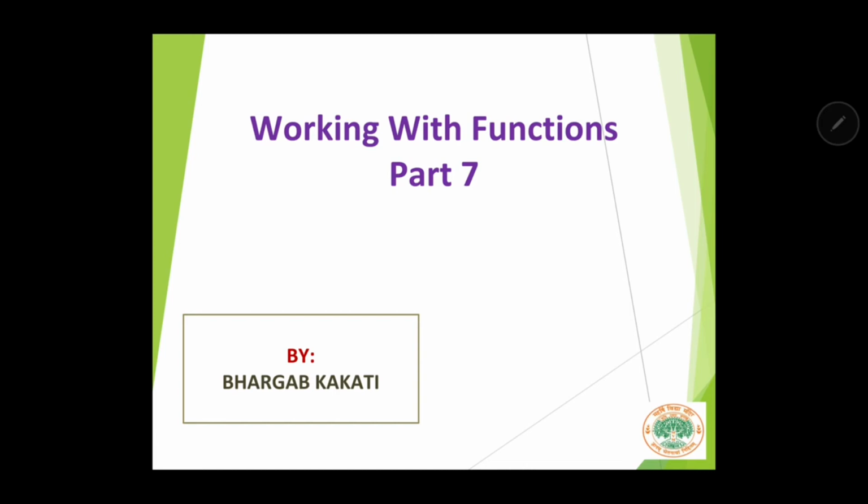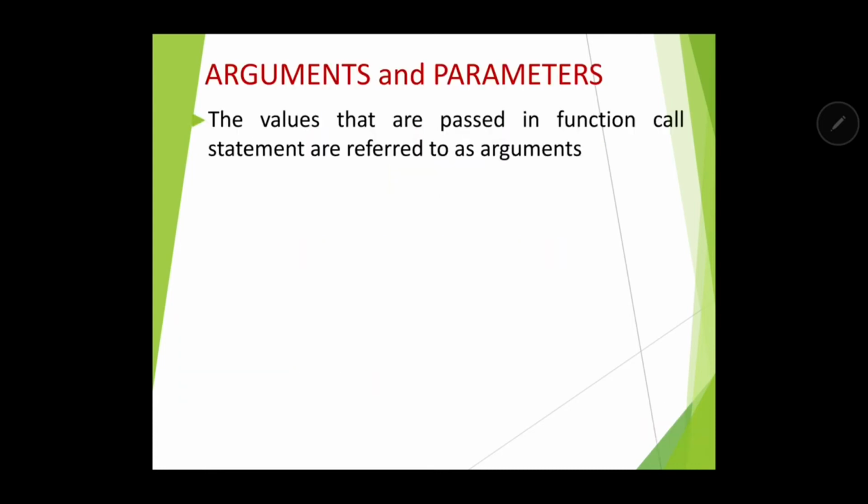So today's topic of discussion will be the different types of arguments. I have already discussed with you what arguments are, but still let's revise arguments and then we'll go to the different types of arguments. So what is an argument? The values that are passed in the function call statement are referred to as arguments. So we have two things, one is the function call and the other is the function definition. Whatever we pass inside the brackets of the function call statement is referred to as arguments.